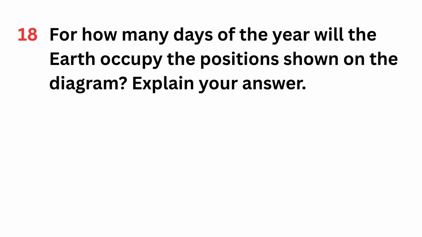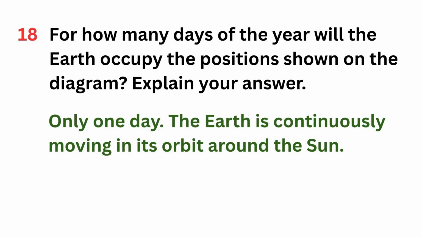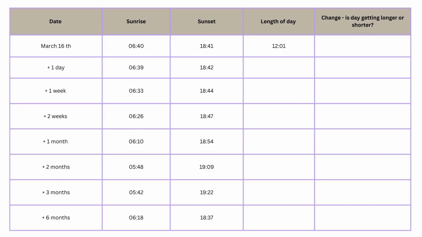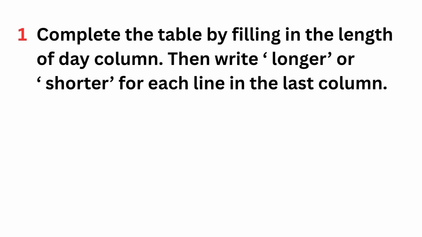Explain your answer. Only one day. The Earth is continuously moving in its orbit around the Sun. 6.2 Seasonal changes. Focus. Here is some data about sunrise and sunset in Karachi, Pakistan. Question number 1. Complete the table by filling in the length of day column, then write longer or shorter for each line in the last column.